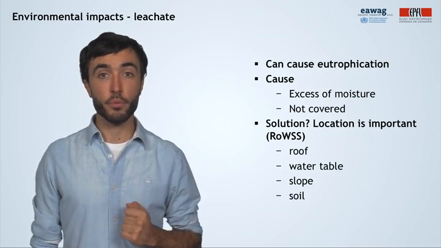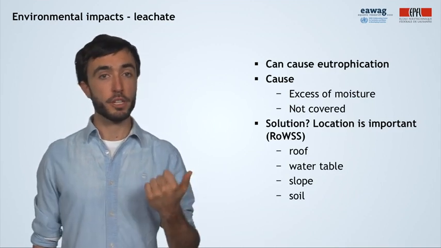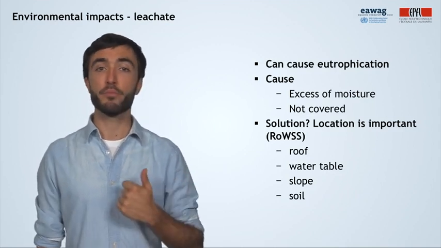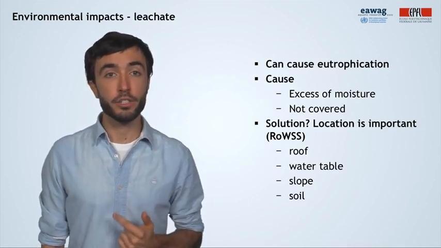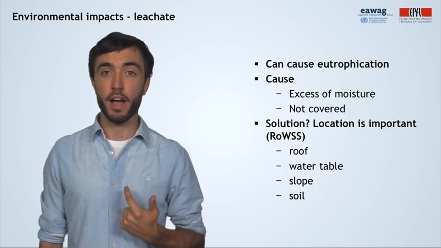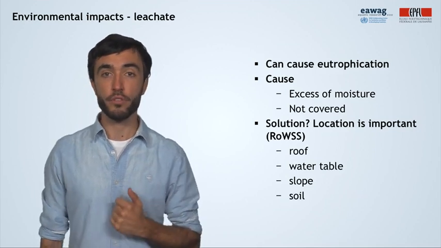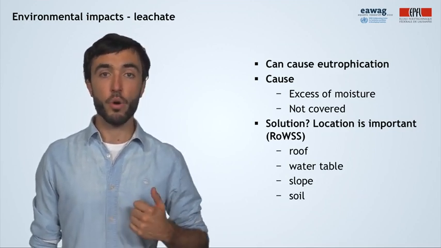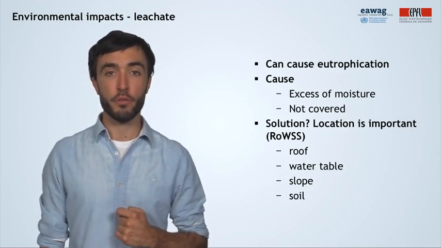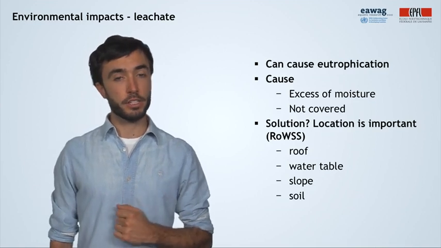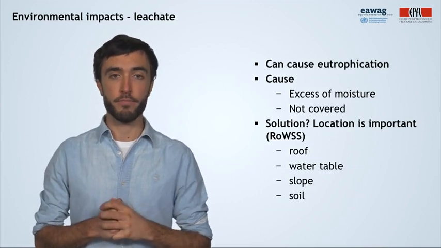ROSE is the acronym that will help you remember the 4 things you need to keep in mind. First, consider providing roofs to divert precipitation and keep stored compost dry. Second, the site should be several feet above the seasonably high water table. Third, consider the slope of the site in order to avoid water running into the compost piles during storms or snowmelt. And last but not least, choose a soil with low permeability. If leachate is still generated, the best is to collect it and moisten the piles with it.